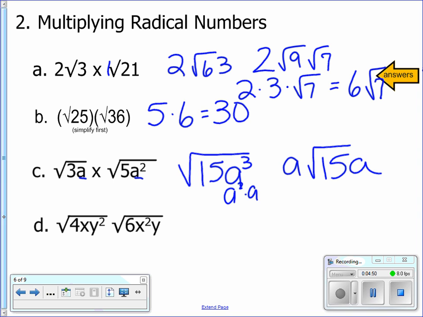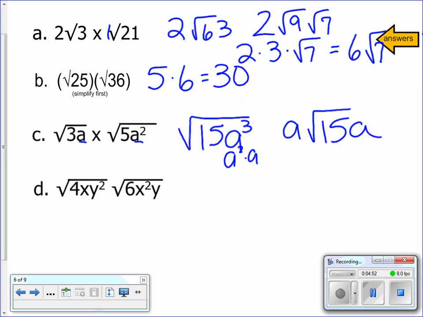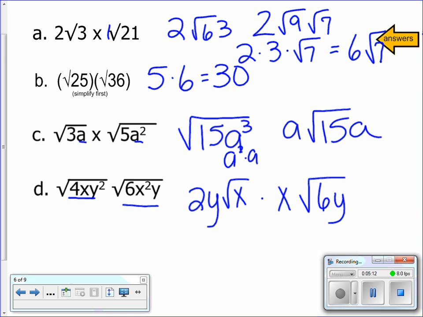For D, I have 4xy squared. So I'm going to simplify that right away and put it 2y times square root of x. And this one, I'm going to simplify, and I'm going to say x times square root of 6y. Then when I multiply it, I get 2xy times the square root of 6xy.